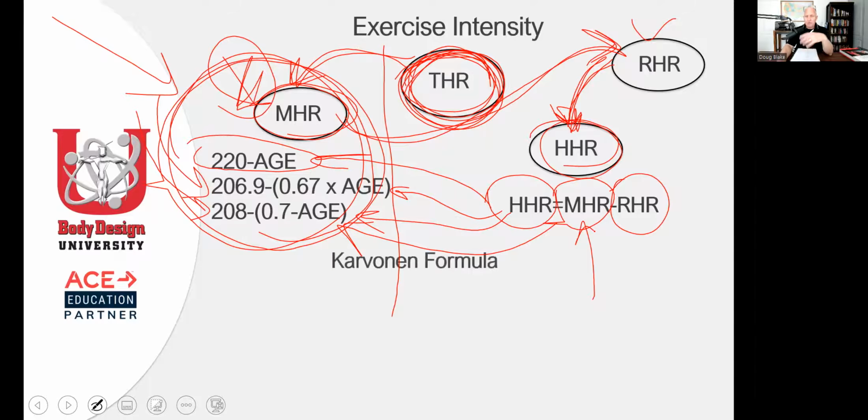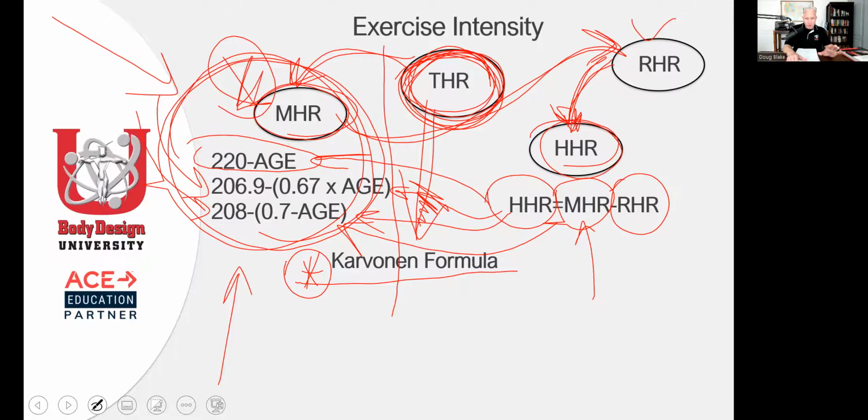Because the Karvonen formula, now watch, is what's going to give you this actual number. These guys aren't giving you target heart rate. They're just telling you predicted max heart rate. That's all. So don't let the names and these formulas confuse you. This is the formula. The Karvonen formula is a more accurate way using this system.